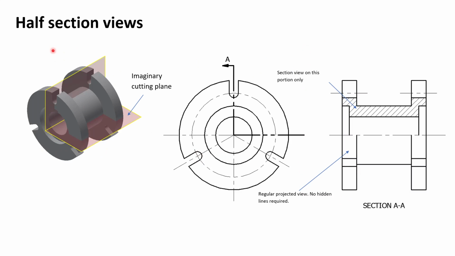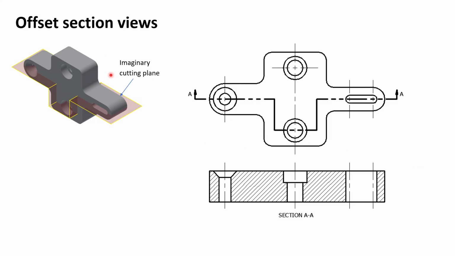Now the second one is half section view. It is just half of the section. You can see that in here is this cut, and you can see only half of the section view in here. The rest of it is just a regular principal view. And then offset section view, basically it just shifts some of the section plane, like this, to cover the area you want to show. So in this case, I want to show this hole, and this slot. So I can show all three at once.